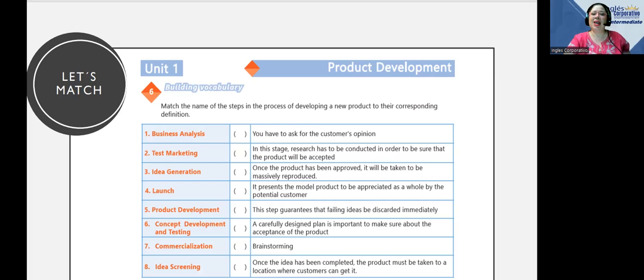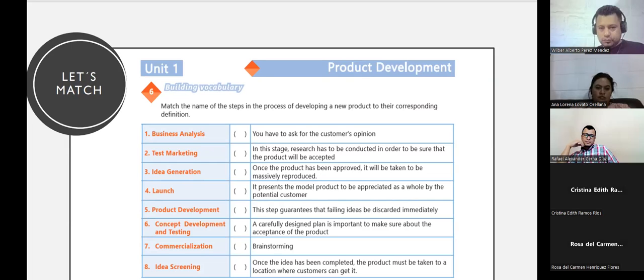Thank you very much. A ver, todos le van a ayudar a Nancy, okay? Everybody's going to help. Let's read and then we match. Go ahead. Okay, the first one says business analysis. And the stage, once the product has been approved, it will be taken to massive reproduce.